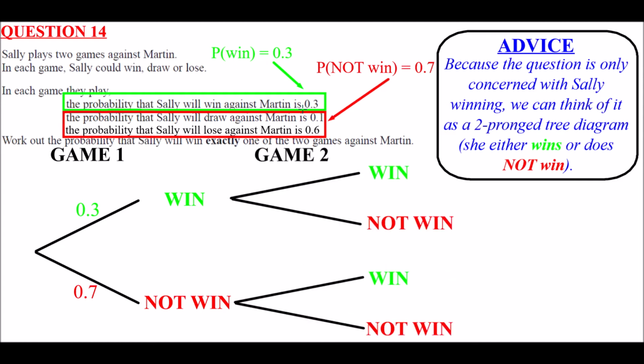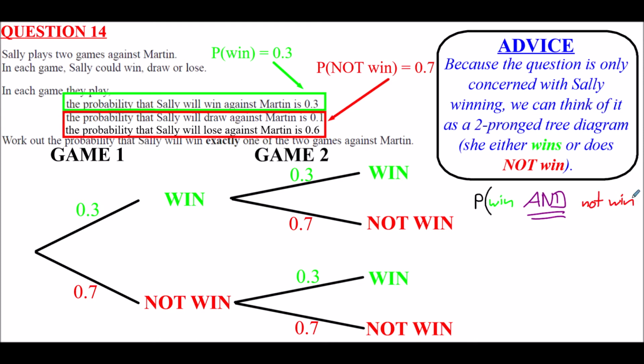And likewise, for game 2, we need to add on the probability that she wins and does not win. Another 0.3 and 0.7 for each branch. So we need to work out the chance that she wins exactly one of the 2 games. So there's 2 ways this could happen. She could either win the first one and then not win. So she could win first and then not win for the second game.